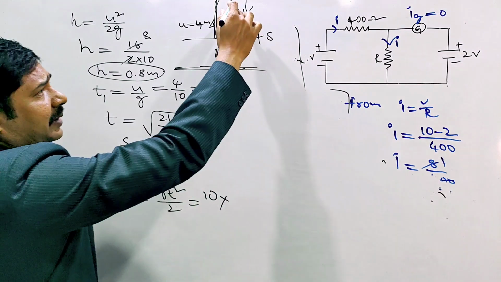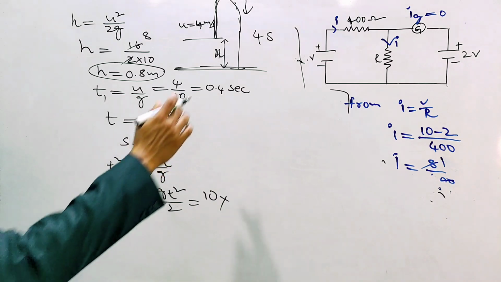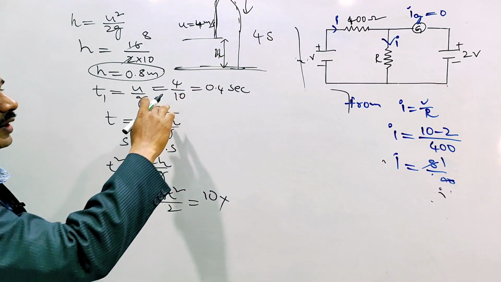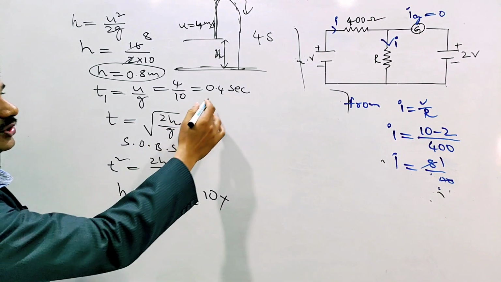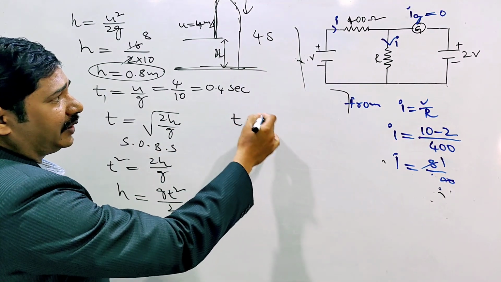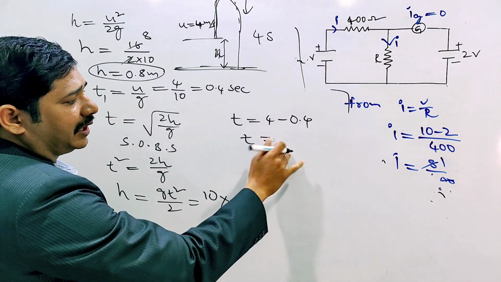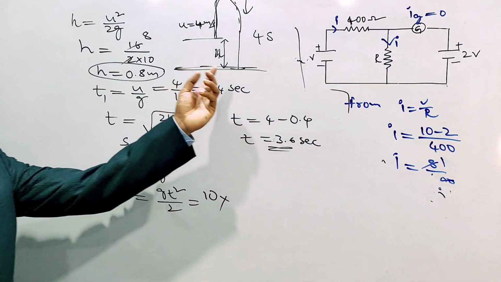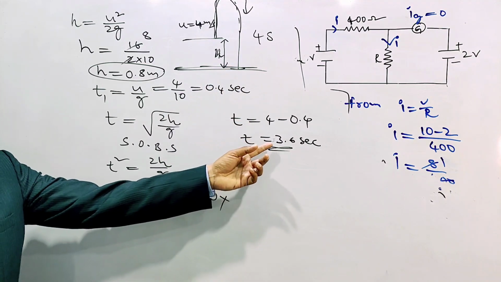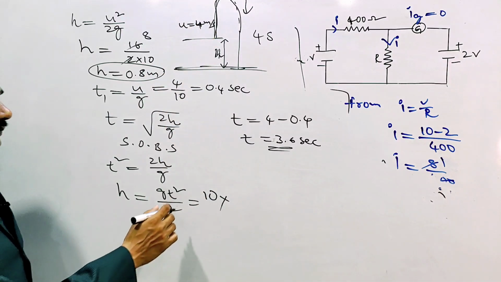Substitute 10 into t square. How much time was given? Total time given is 4 seconds. The time of ascent we got is 0.4. So t equal to 4 seconds minus 0.4, that equals 3.6 seconds. So from the top to the surface of the water, it will take 3.6 seconds. Why? Because we have to remove the time of ascent.